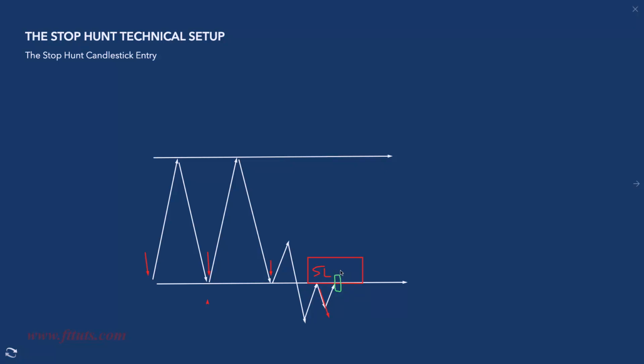So this is how we enter and take advantage of the stop hunt scenario that the financial institutions convince retail traders, and how they convince them to enter short when they really want to go long. So let's look at that on a couple of price chart examples.